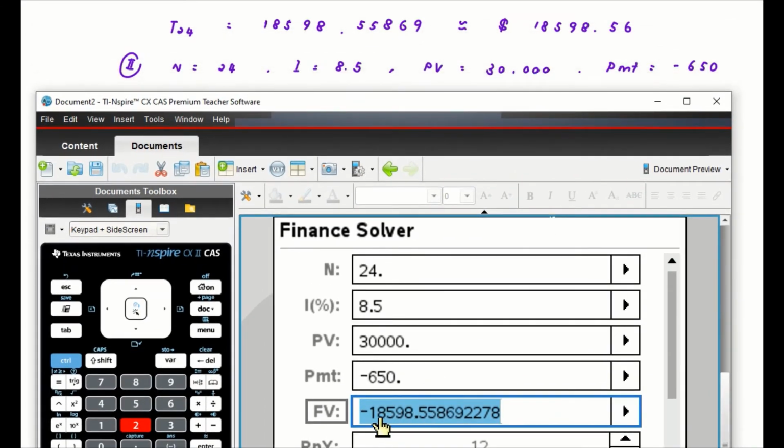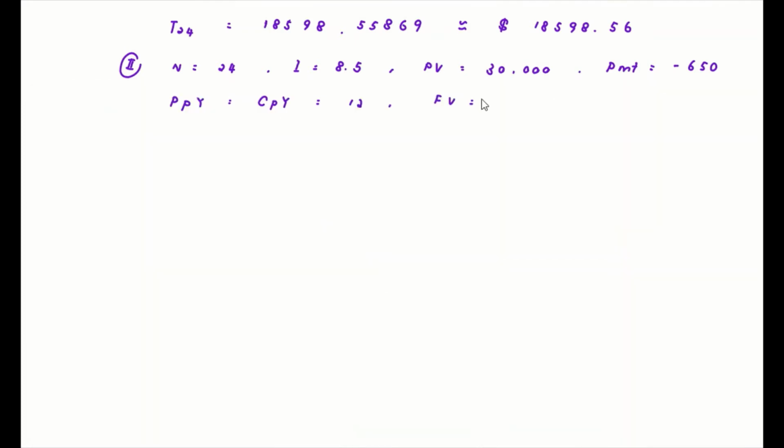So the answer here will be negative because that's the money that you still owe the bank. So that's why FV will give us a negative answer, 18598.55869 also. So at the end, he still owes 18598.56. Okay, it's still owing after 2 years.